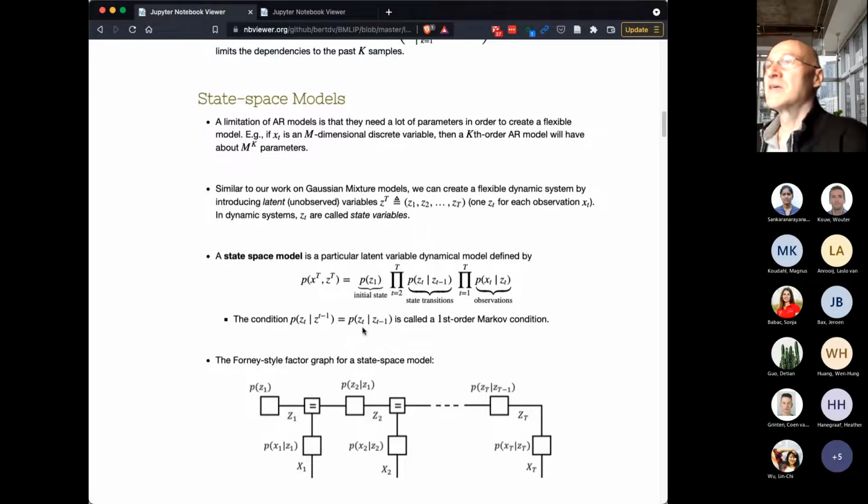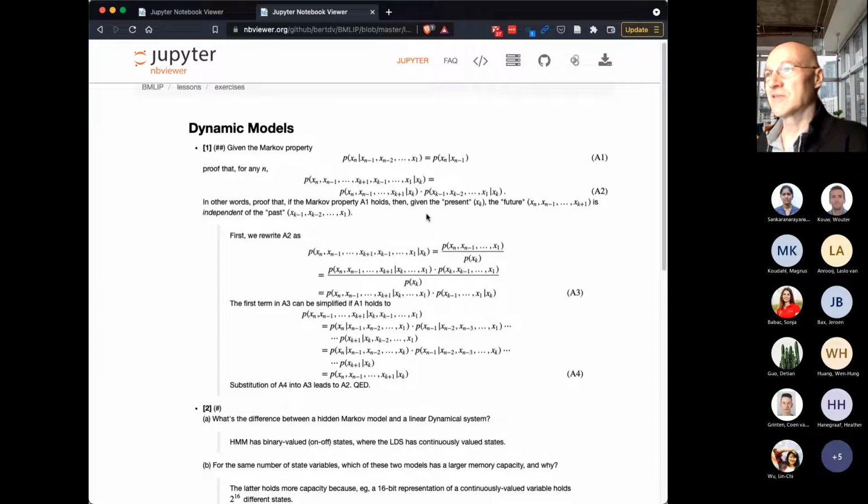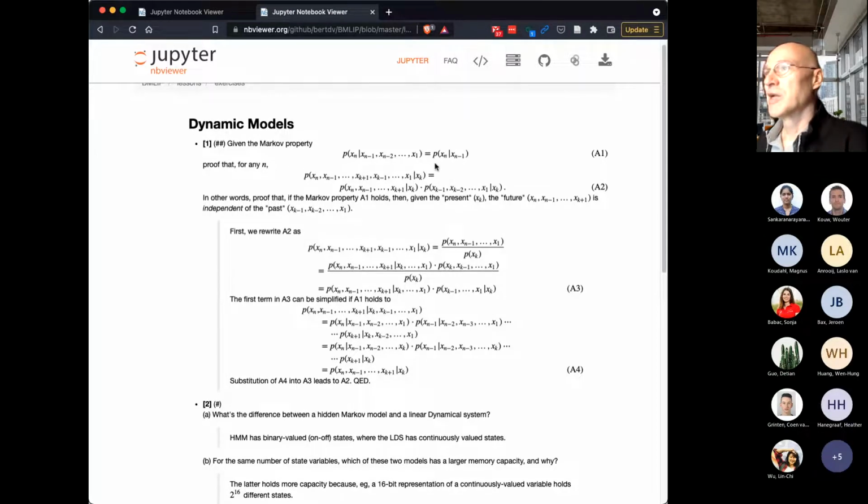This is what we prove here. It's a nasty proof. You don't have to know this proof for the exam, but we prove here that if we make the first order Markov assumption, so we say, I have a time series, I'm not going to let x of n or z of n depend on all the samples in the past, but just on the previous one.